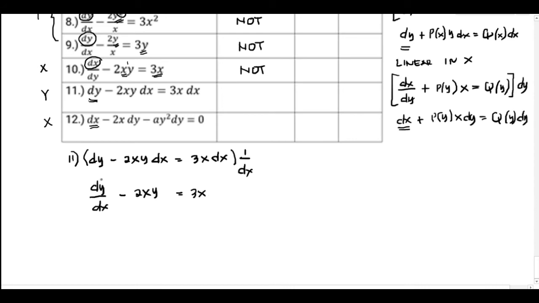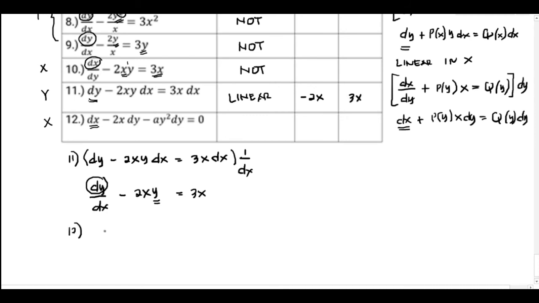So as shown, this is a linear equation in variable y. This is our dy, and this is y raised to the first power, and the rest are functions of x. Therefore, this is linear. And our value for p is the coefficient of y, which is negative 2x. Then the term at the right side is our value for q.